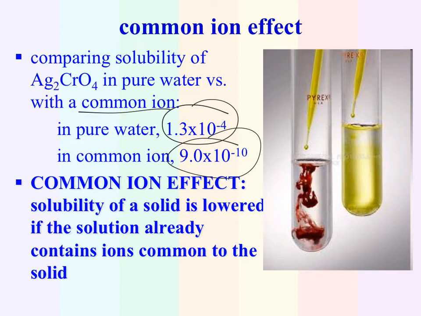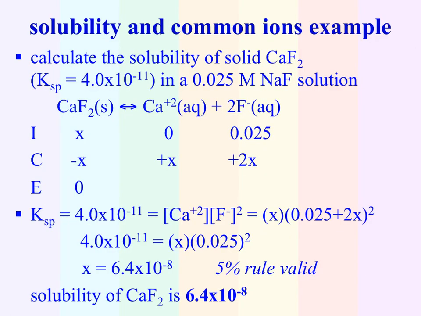So what does that mean? Basically, if we see that the solubility of silver chromate is much higher in pure water than in a solution already containing a silver ion, we know that the common ion effect is what has lowered the solubility of the silver chromate. By adding that silver ion, we've shifted our equilibrium to the left and decreased the solubility of the silver chromate. That's what we would expect based on our understanding of the common ion effect and Le Chatelier's principle and all that good stuff. Okay, so let's do another example. Let's calculate the solubility of calcium fluoride in the presence of a 0.025 molar sodium fluoride solution.